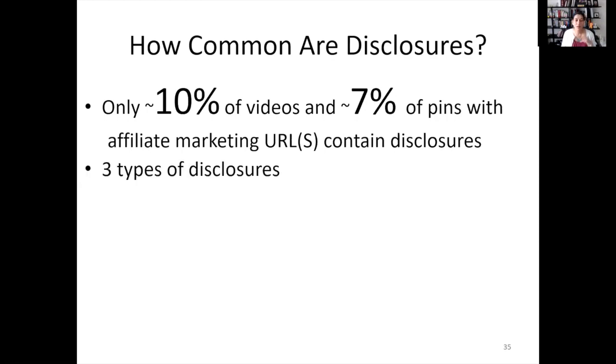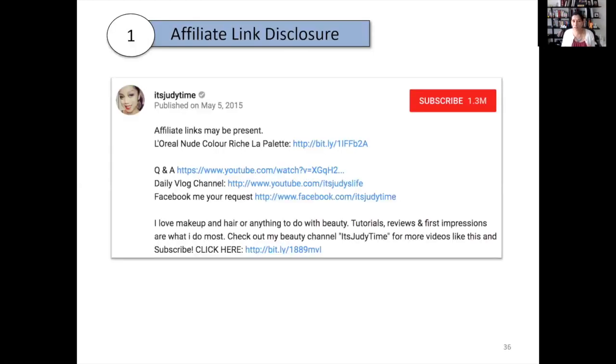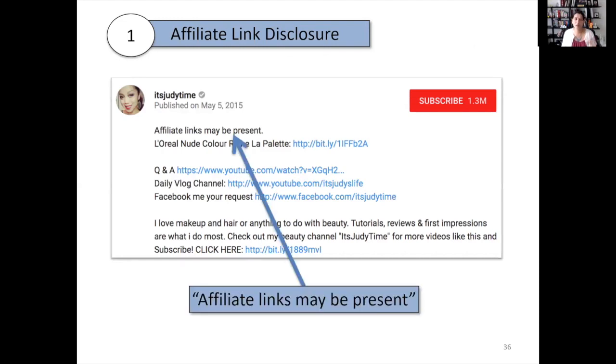And we also looked further into this problem and tried to figure out, okay, how do they usually try to disclose to you? How do they tell you about this? And we noticed there are 3 different ways. The first is what we call just affiliate link disclosure. Someone will just say something like, affiliate links may be present. Maybe you never knew what an affiliate link was before this presentation. And as it turns out, from what I'll tell you in a second, many other people don't.